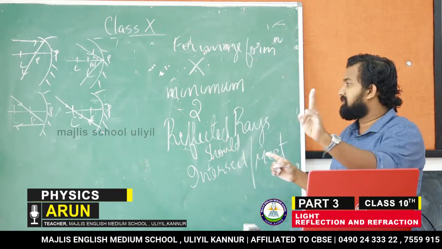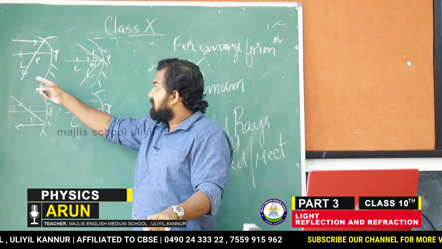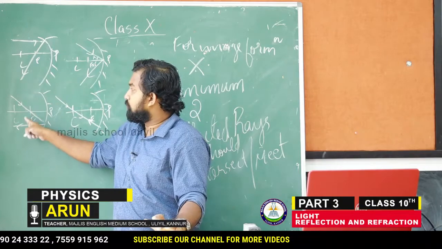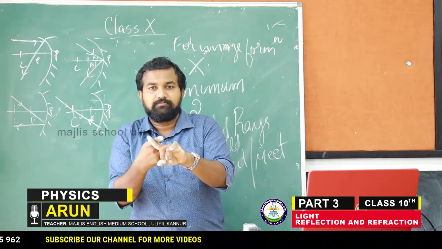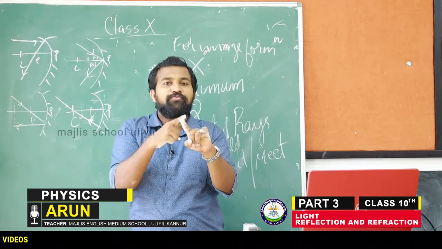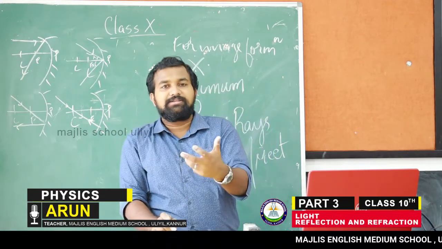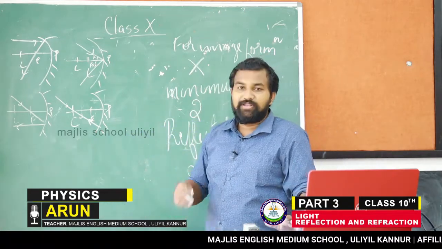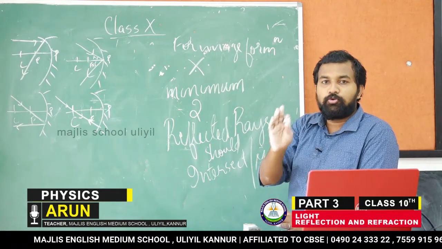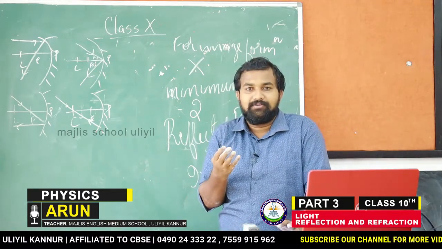Minimum two reflected rays. That means an incident ray will come from an object and go through the focus. Some other incident ray will come parallel to the principal axis. These reflected rays should intersect, not the incident rays, and at the point of intersection the image will be formed. Clear? We will discuss these image formations in the next class, and it will be very clear to you. Just keep in mind that minimum two reflected rays should meet for image formation. That's how we are able to see things in the mirror.